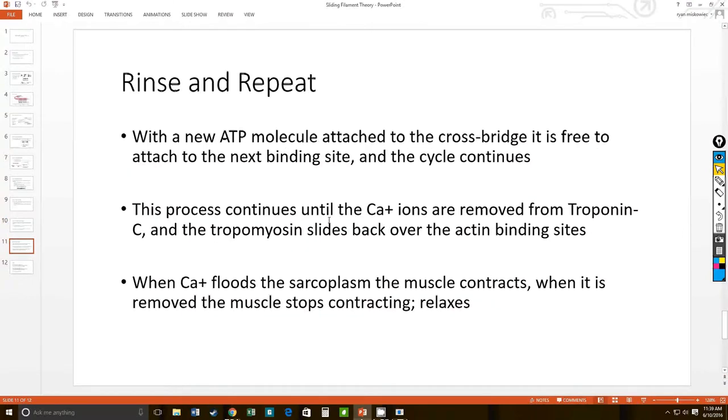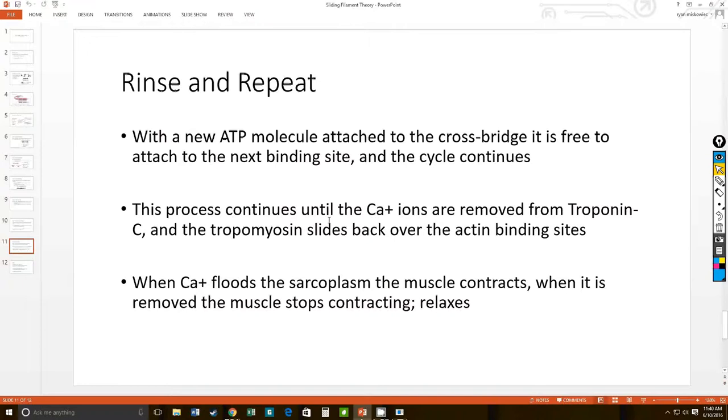Essentially from that point, we're just going to rinse and repeat. We're going to do it over and over again. That crossbridge will keep attempting to grab onto the actin, have a power stroke, release, grab on, power stroke, release, grab on, power stroke. You get the point. It will keep doing that until one of two things happens. One, calcium ions are removed from the sarcoplasm. Okay, so if calcium ions are removed, then the tropomyosin will slide back over the active site or the binding sites, and then it can't grab on, okay?